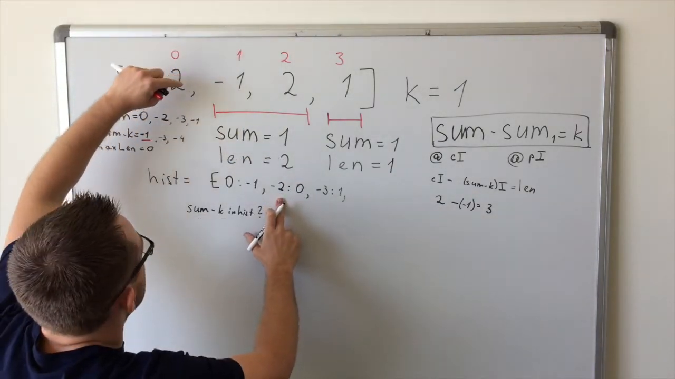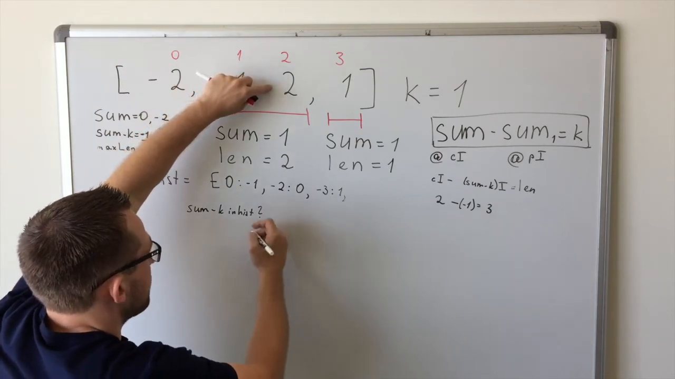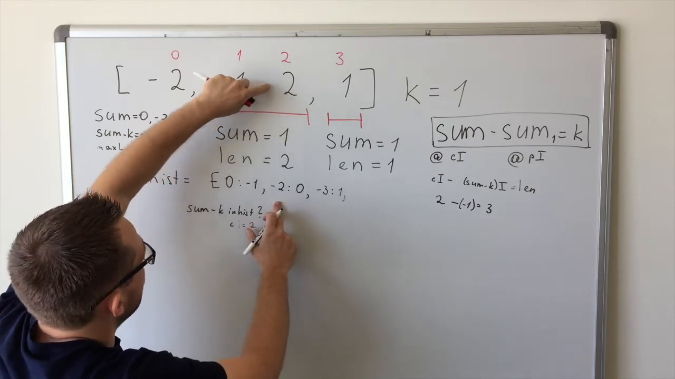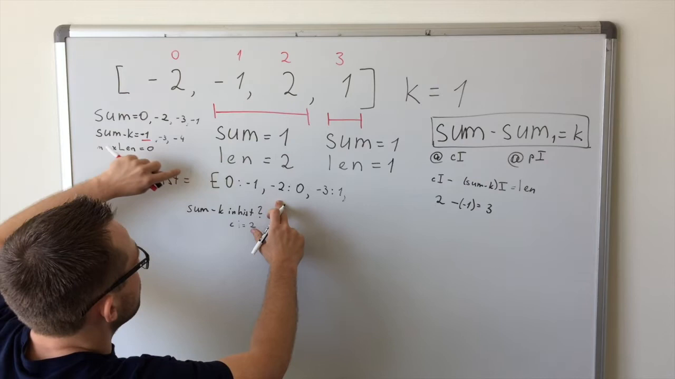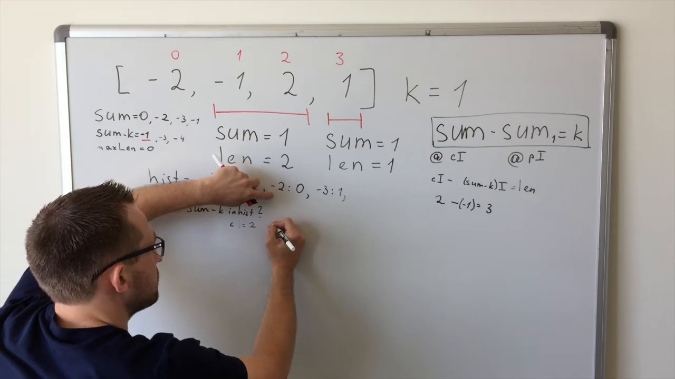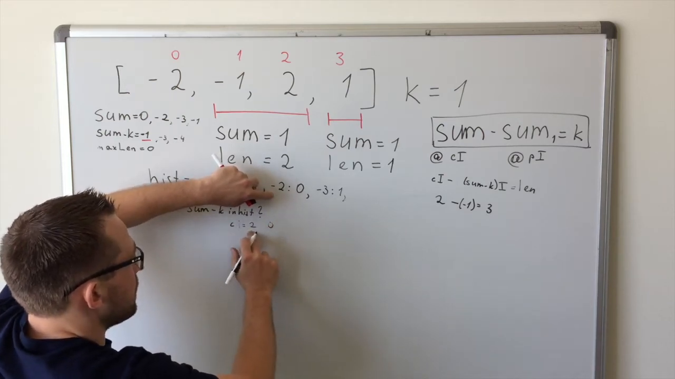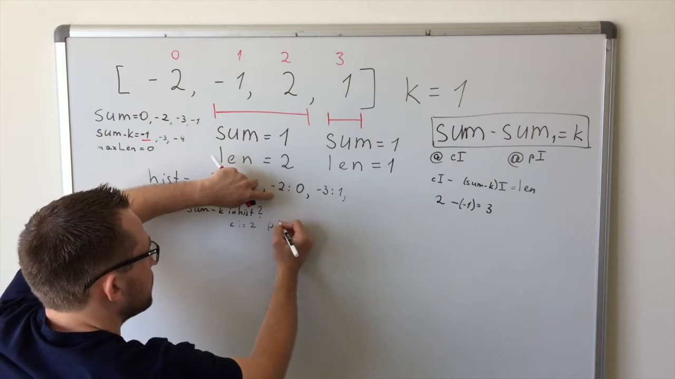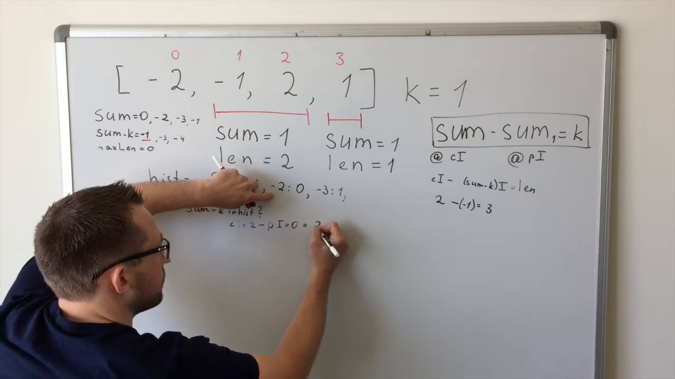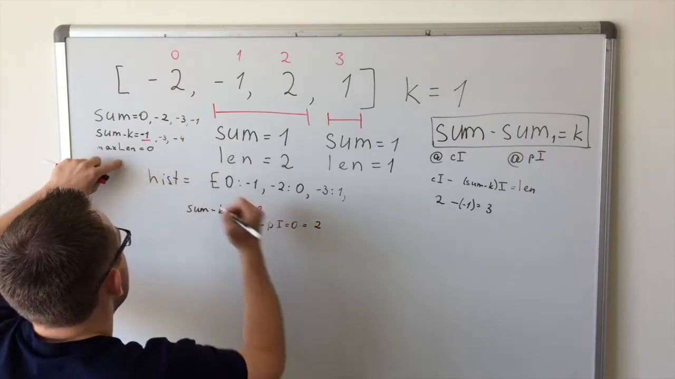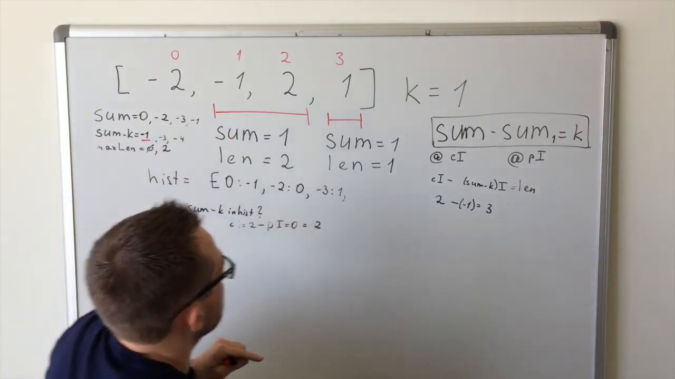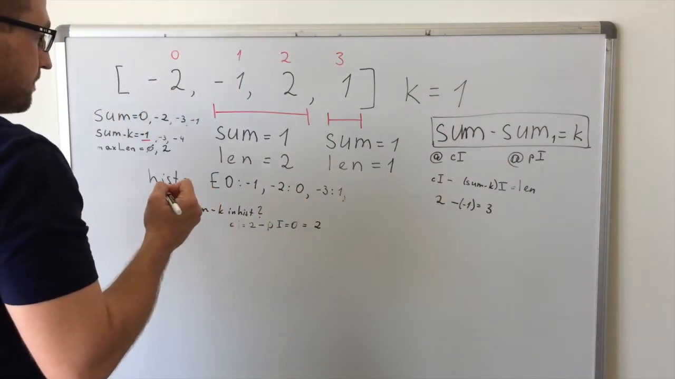my I is 2. So that's my current I. My previous I, where I saw minus 2, is 0. So current I, 2, minus previous I, which is 0, is equal to 2. So update my max length to 2, and I keep going, right?